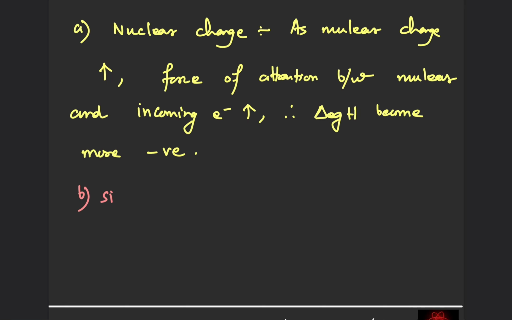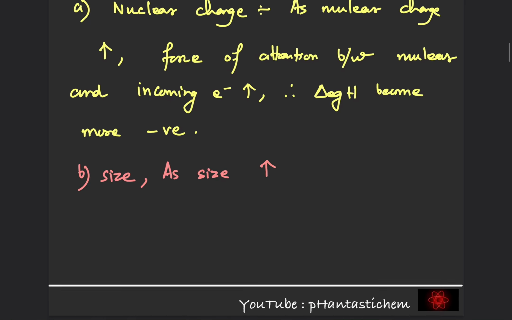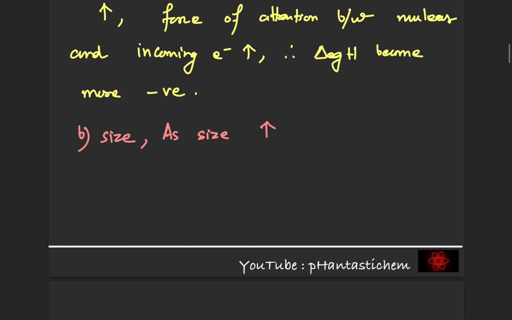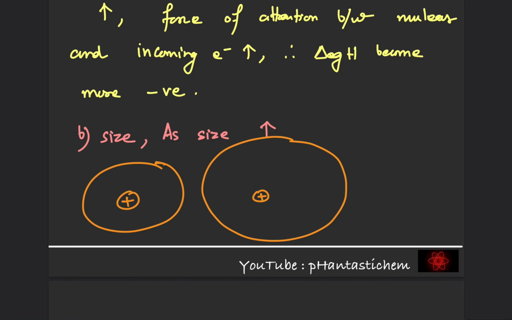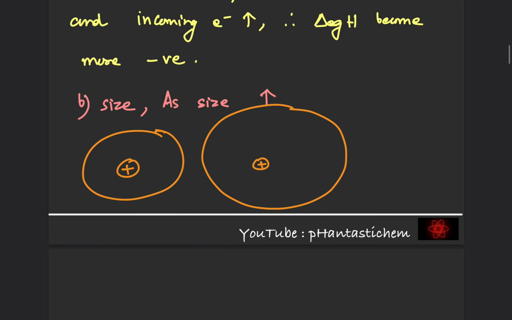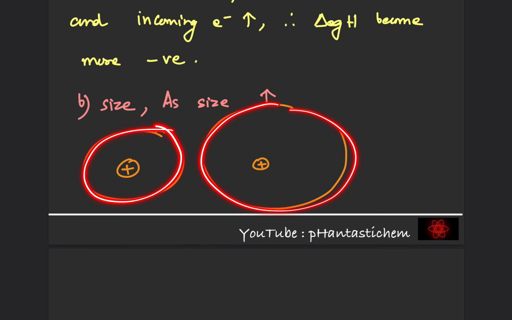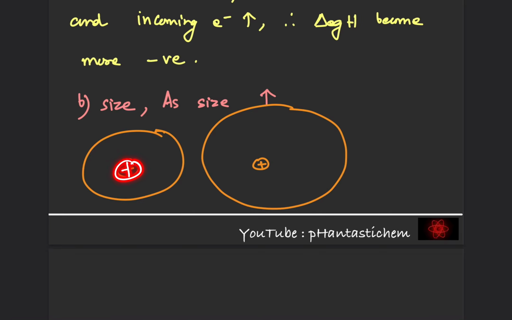The second factor is size, or atomic size. So as size increases, the distance between nucleus and the last shell which receives the incoming electron increases. Right? For example, let's say you have the nucleus here, and this is the first atom, and let's say you have another atom and it is a bit bigger in size. So as the size increases, the distance between nucleus and the last shell which receives the incoming electron increases.